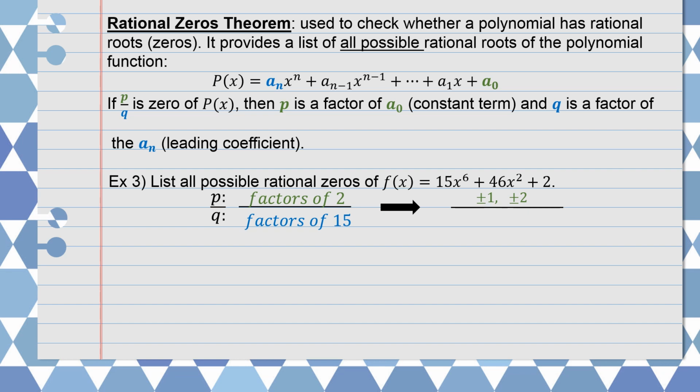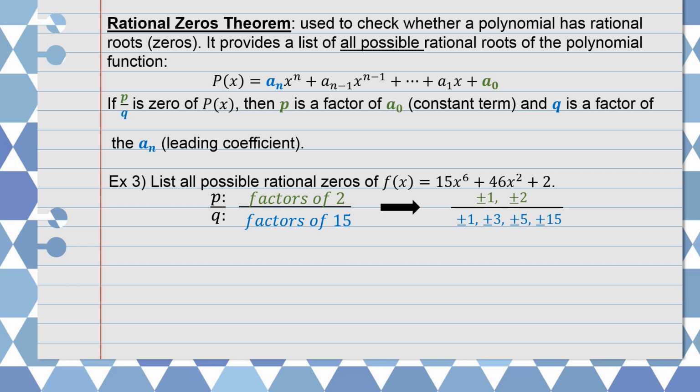Now we're going to find factors of 15. Can 1 go into 15? Yes. Can 2 go into 15? No. How about 3? Yes. 4? No. 5? Yes. 6, 7, 8, 9, 10, 11, 12, 13, 14? How about 15? Yes. So we have found all the factors of 15.